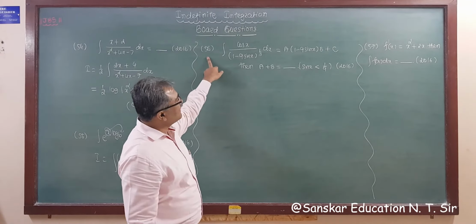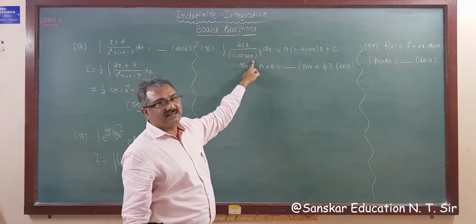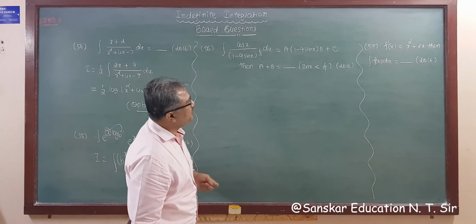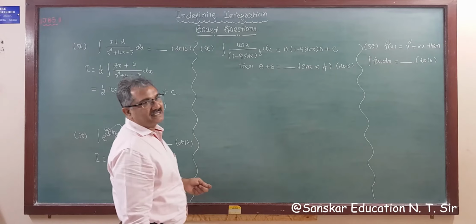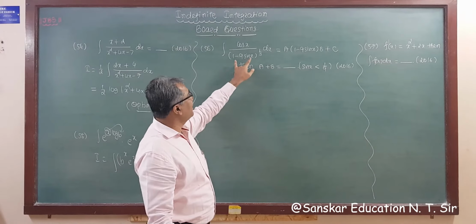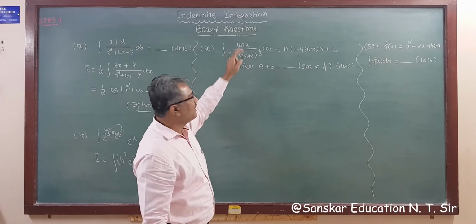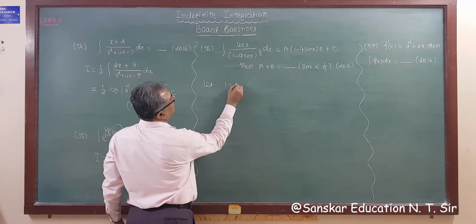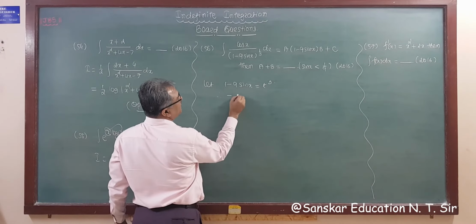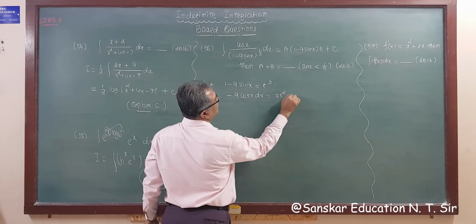Now here 56 from 2016 board exam, it is cos x upon 1 minus 9 sin x raised to 1 upon 3 dx is equal to a into 1 minus 9 sin x into b plus c. Then we have to find out a plus b, right? So see here, this power is 1 upon 3. Means we have to assume this as equal to t cube, and the derivative of this is cos x is already there. So assume that let 1 minus 9 sin x is equal to t cube. So derivative of this is minus 9 cos x dx is equal to 3t square dt.